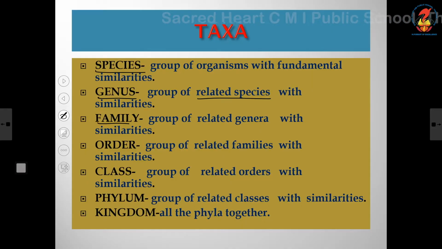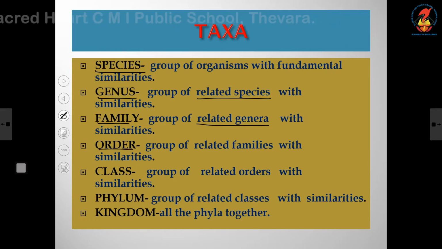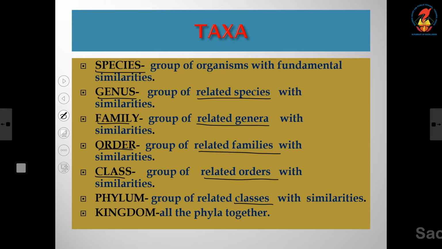Family, a group of related genera, the plural of genus is genera, with similarities. Next, order, a group of related families with similarities. Class, a group of related orders with similarities. Phylum or division, a group of related classes with similarities. And lastly, we have the highest rank, that is kingdom, that is, all the phyla together constitute that particular kingdom.